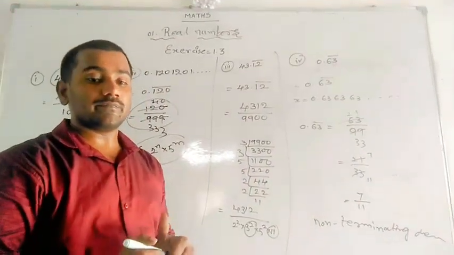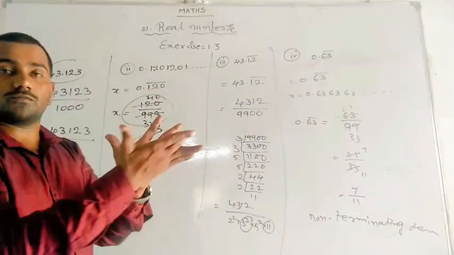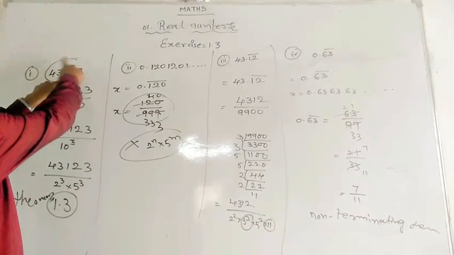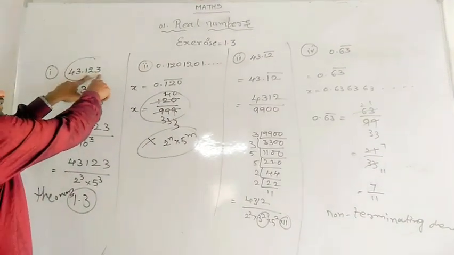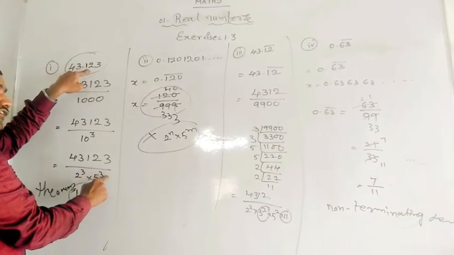So by the decimal expansion only, we can say whether it is terminating or non-terminating. If it is a terminating decimal number, we can count the number of digits, so definitely the p by q form will be in the form of 2 to the power of n into 5 to the power of m.